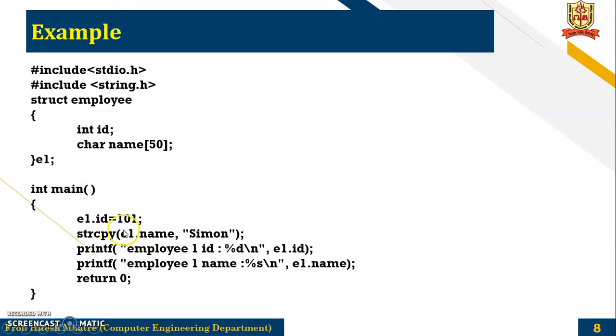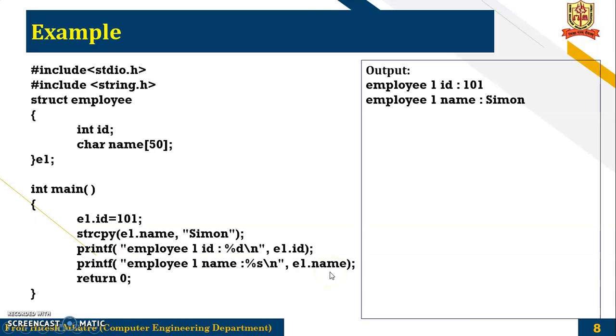Then we cannot directly assign the value for a character, that is a string. So we have to use the strcpy command, that is string copy, E1.name, Simon. So this value Simon will be copied into the name variable of the employee structure. Then simply displaying employee1 ID, so E1.id, and employee name, that is E1.name. So once you execute this, you will get the output like employee1 ID equal to 101, employee1 name equal to Simon, that we have already declared here in our program. So this is the simple program for the structure.